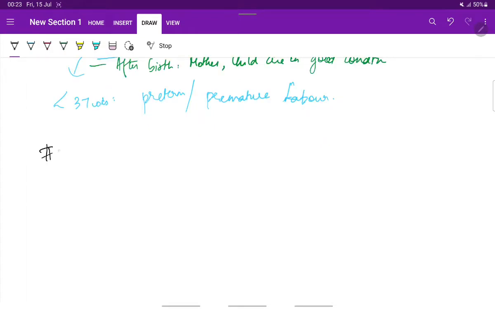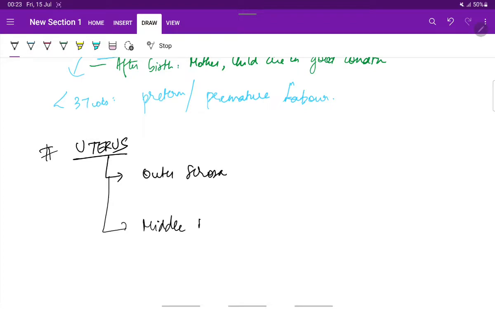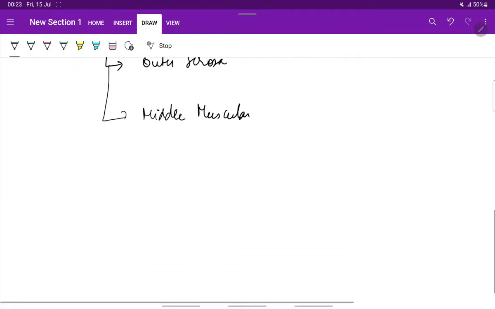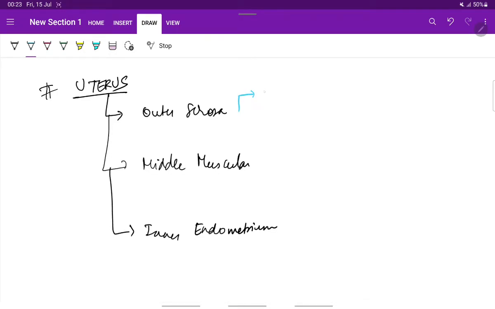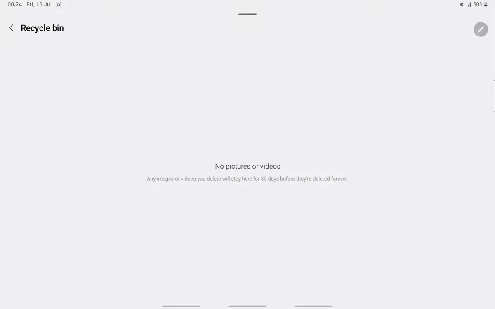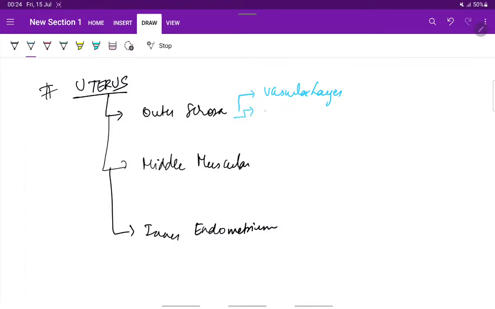Now let's see some details about the uterus. Uterus, as we all know, is made up of 3 layers. The outer serosa, middle muscular layer and the inner endometrial layer. The outer serosal layer is in turn made up of 3 layers, which are the vascular layer, which is near the muscular layer, then the secondary layer and the outermost will be the longitudinal layer.